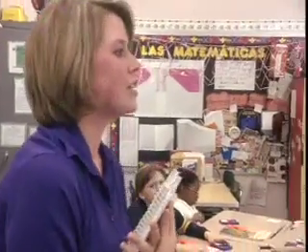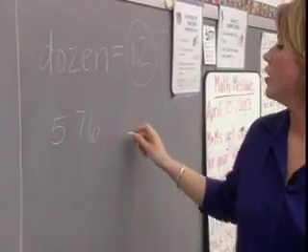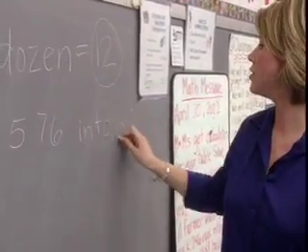The farmer is going to pack 576 eggs into dozen cartons. Dividing a 3-digit number by a 2-digit number is not typical of a 3rd grade curriculum.